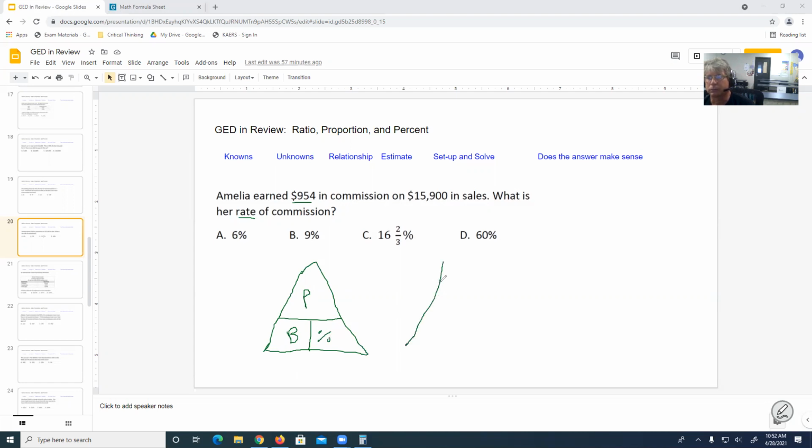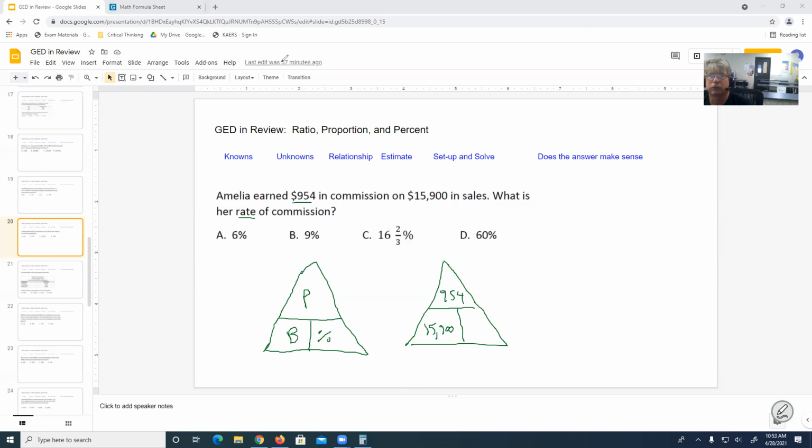And in our problem, the knowns are the commission, which is the part that I'm getting paid. So that part goes up here to that 954. And the whole amount that I sold was 15,900. I'm only getting a part or a portion of that. So 15,900 is the whole amount or the base amount here. And the commission is only a piece of that. And I don't know what the percent is. But this relationship tells me that if you divide the part by the base, that'll give me what the percent is.